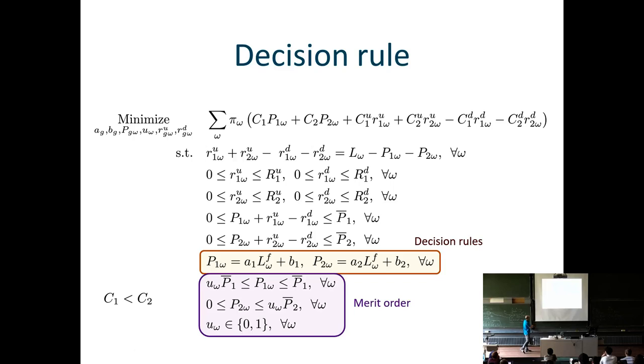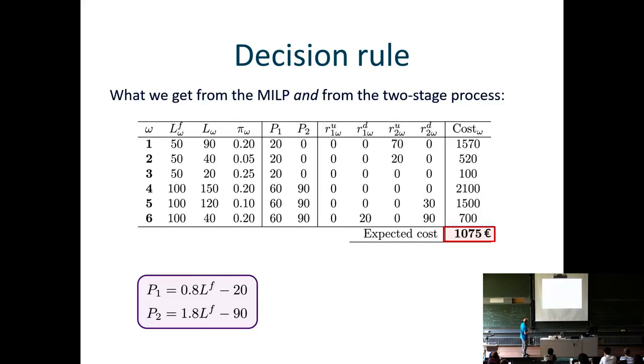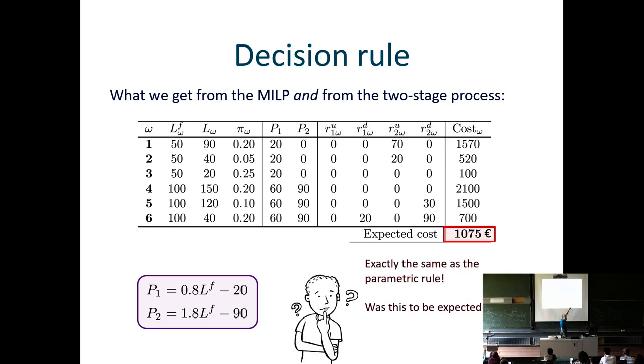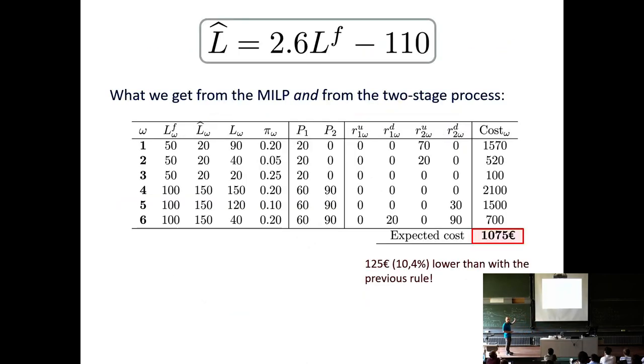And this constraint here, as you remember, these are the merit order constraints and the non-anticipativity constraints, because we are aiming at the same thing. I do this and I get these parameters. Then this is the same table. And this is the key point here. These are the decision rules. This is what we get from the previous model and from the two-state process, I mean, from nature. And I get exactly the same as the parametric rule, 1075. The same as this one.